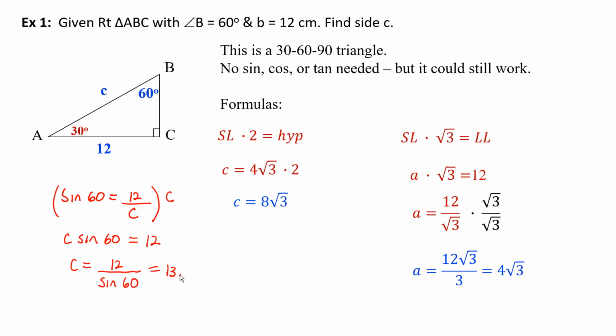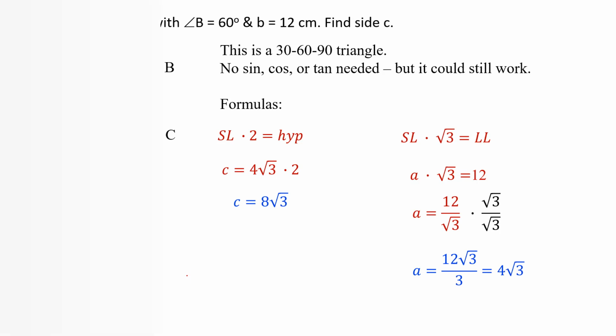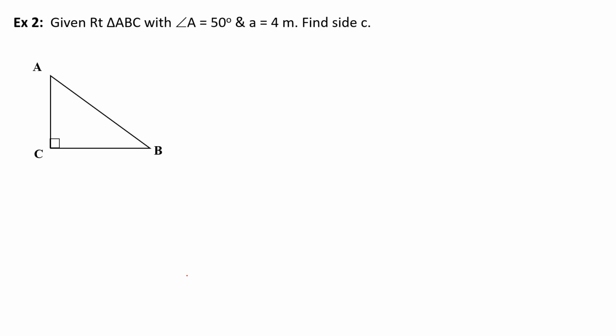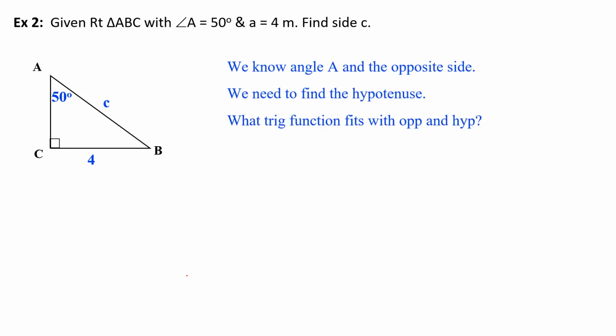So a couple different ways you could do that one. Alright, let's keep moving on here. Next part. Given right triangle ABC with angle A equals 50 and side a equals 4, find side C. Okay, so here we go. First thing I'm going to do is label everything. I'm supposed to find side C, so we know angle A and we know the opposite side. We need to find the hypotenuse.